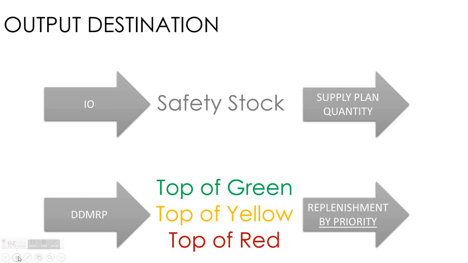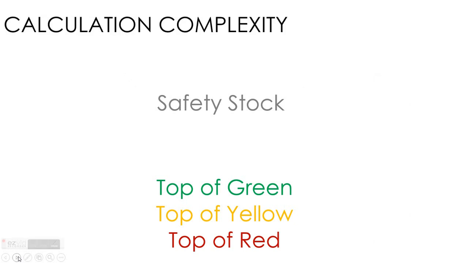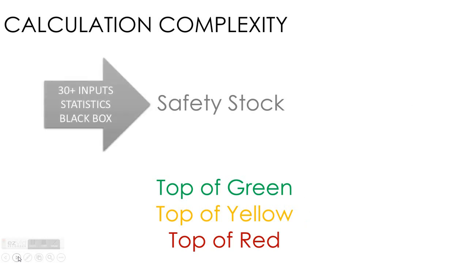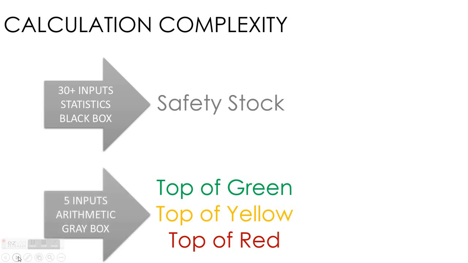Another big difference between IO and DDMRP is the complexity of the calculation. IO is based on a pretty complex statistical calculation that takes a bit of time to become comfortable with. Whereas DDMRP is a pretty simple calculation for each zone. That difference may not sound like a big deal, but it could mean the difference between spending 9 months kind of understanding a black box versus just having your subject matter expert tell you the calculation in an hour's training session. Again, this is not an endorsement of one method over another. I'm just pointing out the differences that you should plan for.